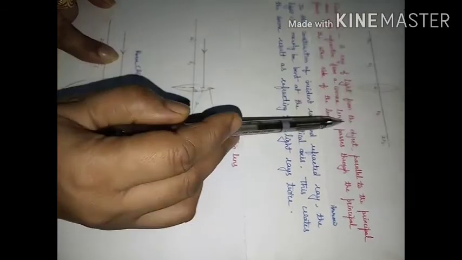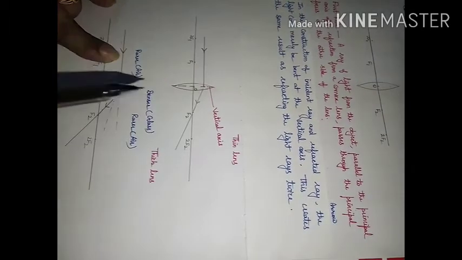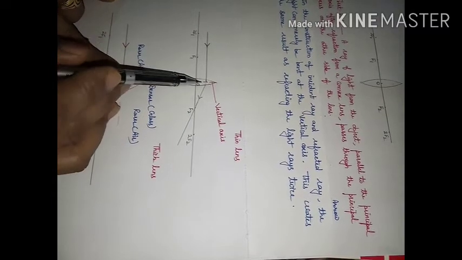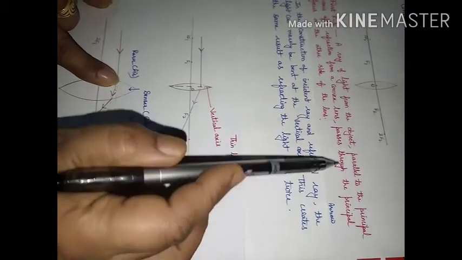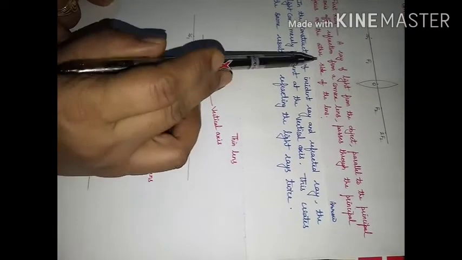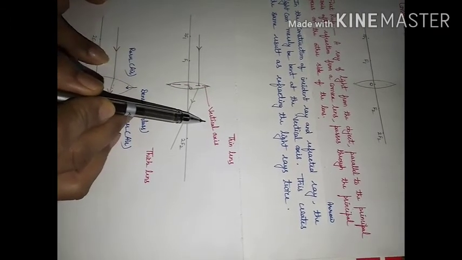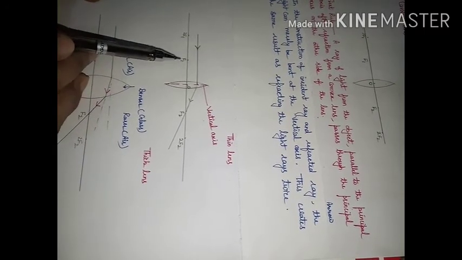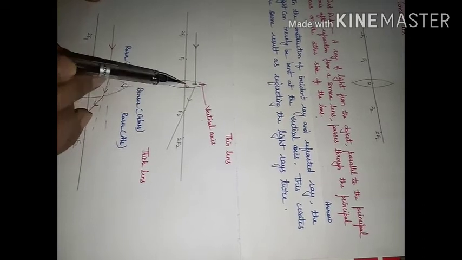Now a ray of light coming from an object parallel to principal axis after refraction. After refraction means when it will pass through this lens, then after passing through the lens, it will pass through the principal focus on other side of the lens. Means this is one side of convex lens, this is another side of convex lens. Ray of light that is parallel to principal axis after refraction will pass through another focus that is on another side of convex lens.